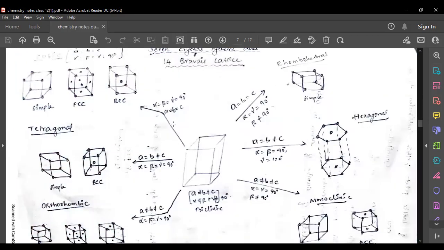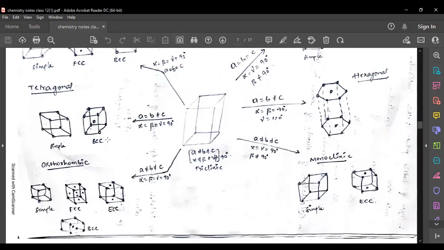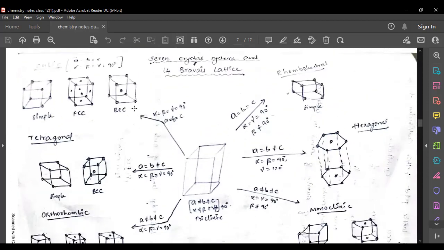BCC means body-centered cubic cell or the body-centered unit cell. FCC means face centered unit cell. Okay, simple means simple. End-centered means end centered unit cell. So these are the 14 Bravais lattices and the 7 crystal systems. Just go through it. If you have any doubts, you can ask me.